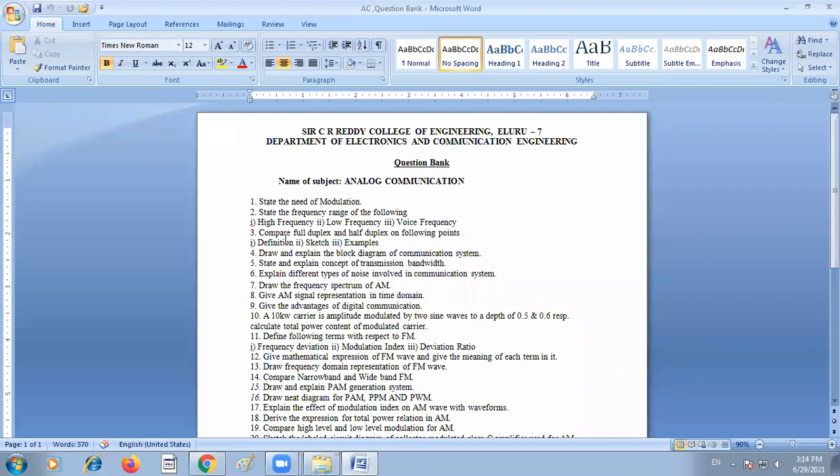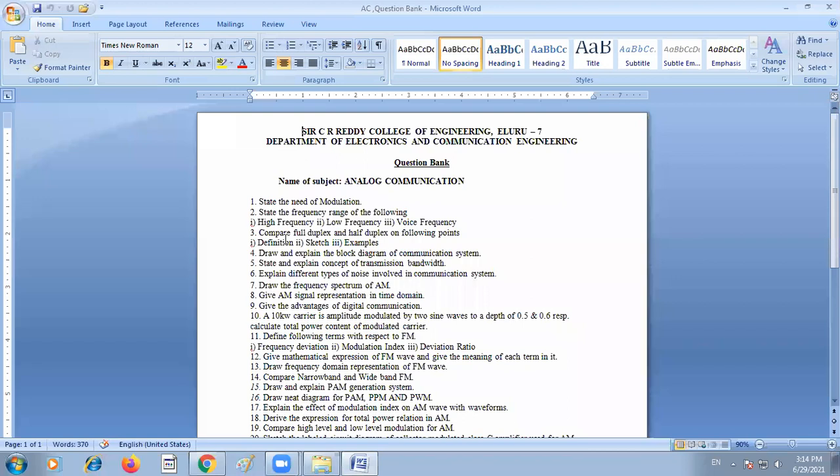The third one is: compare full duplex and half duplex on the following points: definition, sketch and example. So what are full duplex and half duplex? Simplex, half duplex and full duplex are the modes of communication from transmitter to receiver. In simplex, you send the message and the receiver receives it. That is one-way communication.